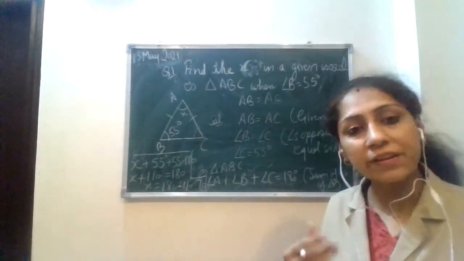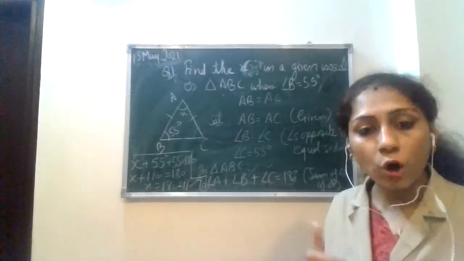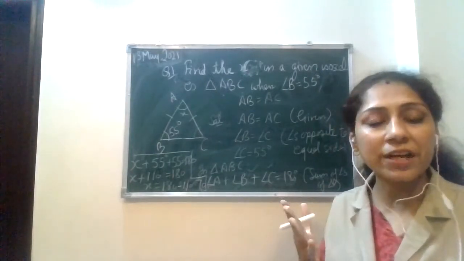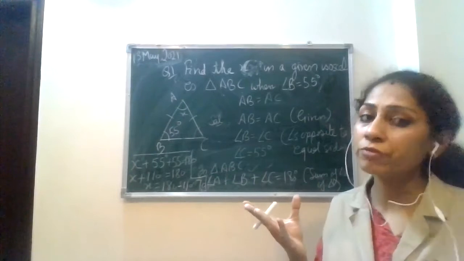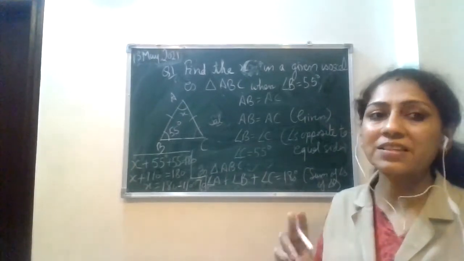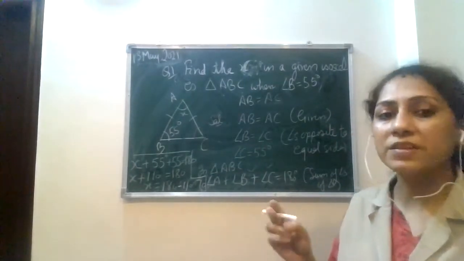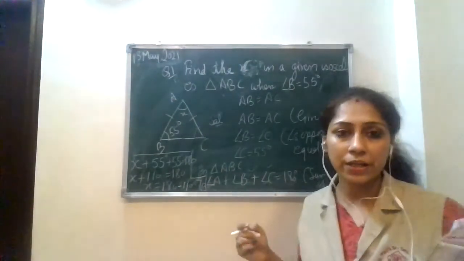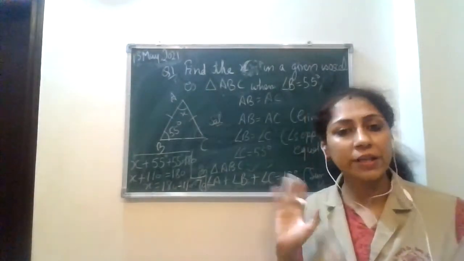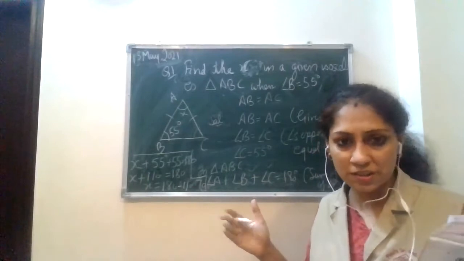If three angles are equal, it is an equilateral triangle. If the three sides are equal, all the three angles are of equal measure, that is 60, 60, 60. Okay. 60 plus 60 plus 60, that is 180 degrees. So if all the three measures are equal, then it is an equilateral triangle, 60, 60, 60.